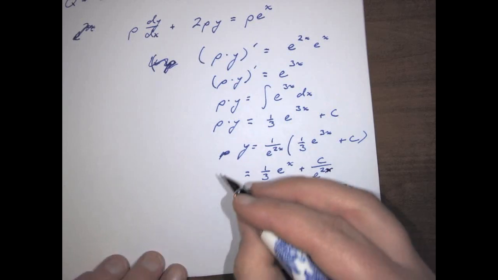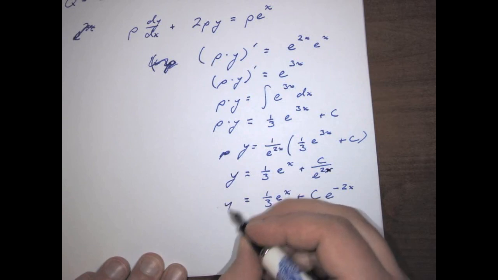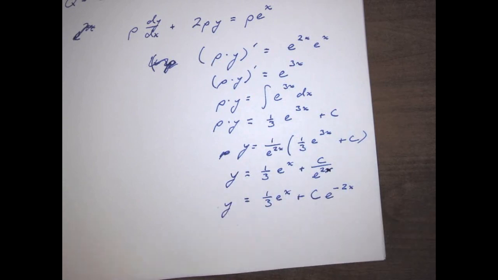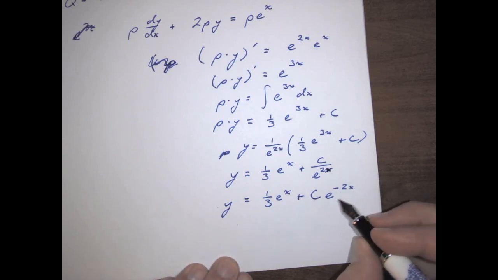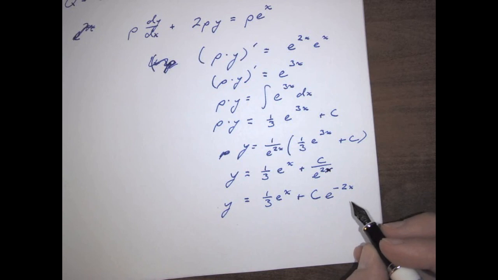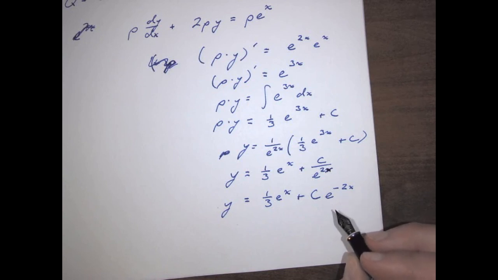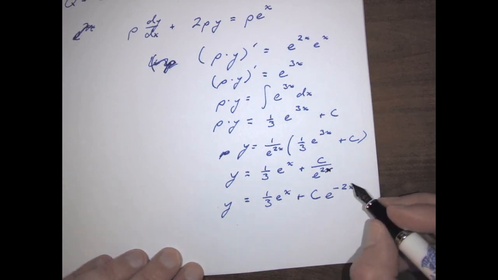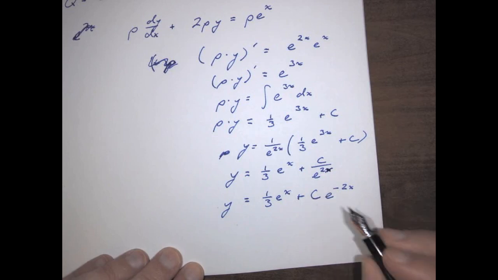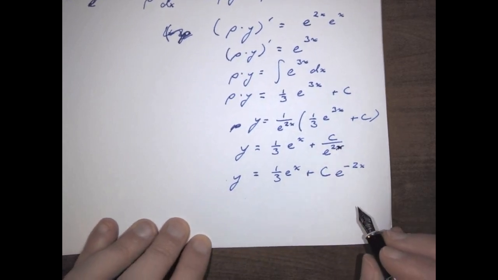So this is now our solution family y. And notice the parameter here is not just a straight up constant of integration, it's a constant of integration times a factor of e to the negative 2x. And it's going to require an initial condition to determine a value for that particular c.